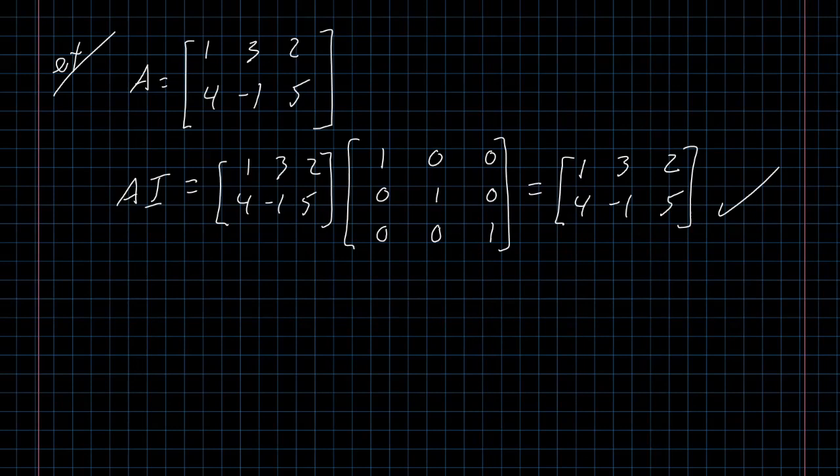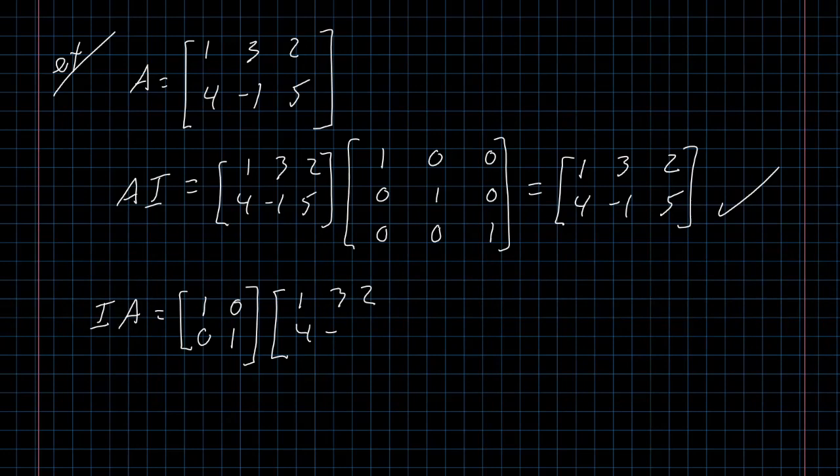Now, if I want to set this up in the other order, that means I need my identity matrix to come first. Remember, the number of columns in the first matrix has to match the number of rows in the second matrix. Matrix A has 2 rows. So this time I need the 2 by 2 identity matrix, 1, 0, 0, 1, to multiply by the matrix 1, 3, 2, 4, negative 1, 5. But then when we go through, we find that it still works very nicely.